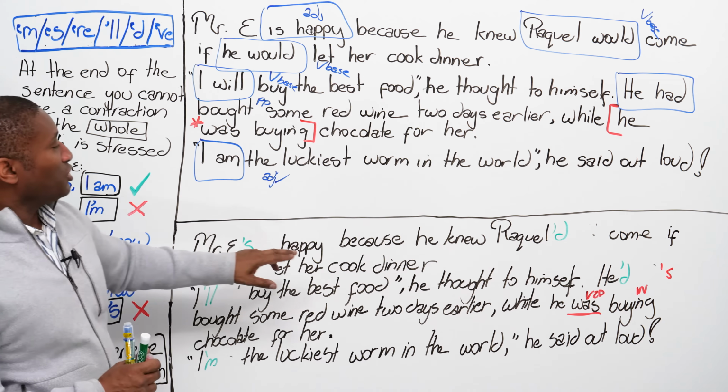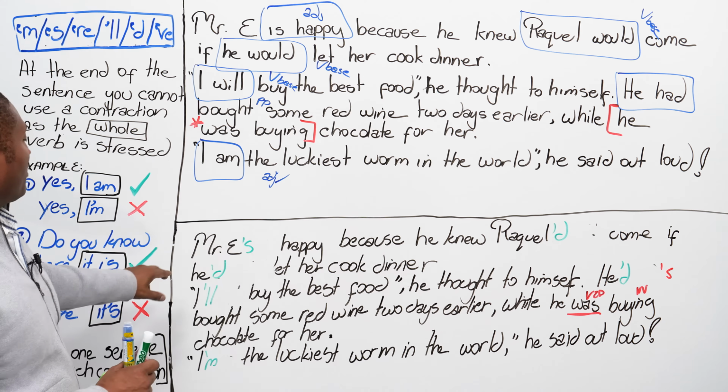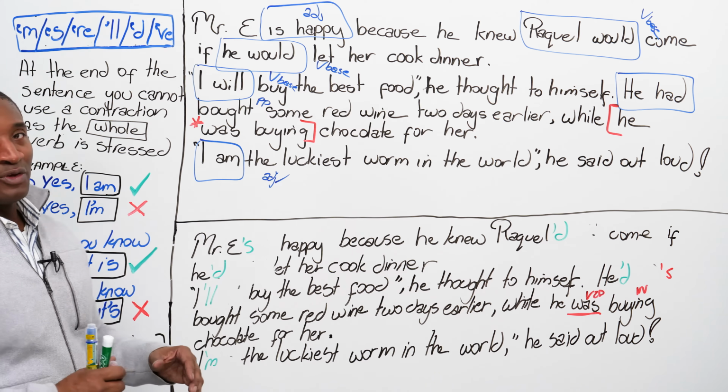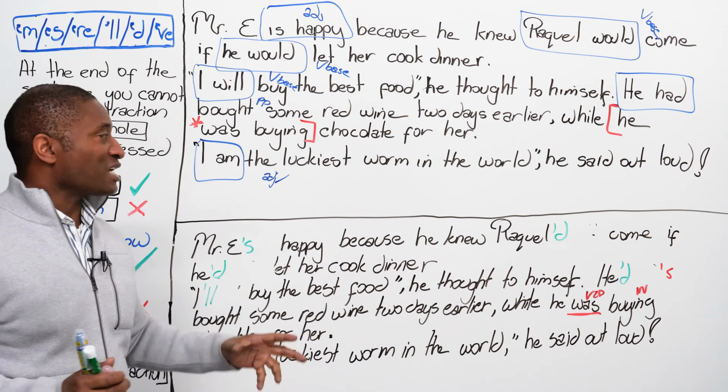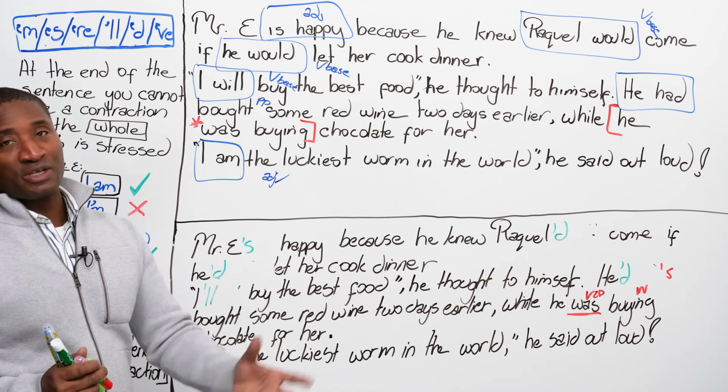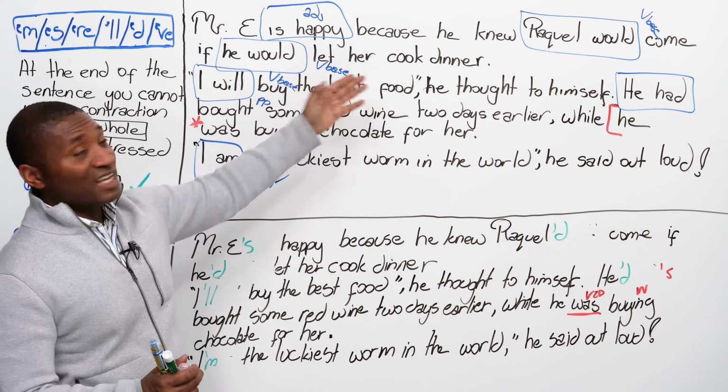Now we look at the sentence now. Mr. E's happy because he knew Raquel'd come if he'd let her cook dinner. Now you might go, this is such a natural sentence for us to say. We contract because we know what it is. It's just easier to get the information and faster than reading it like this.